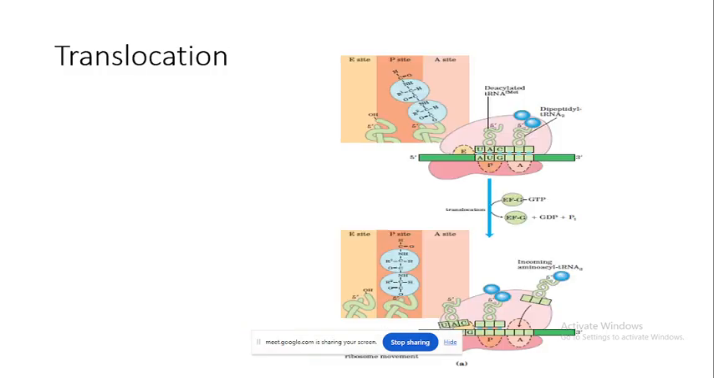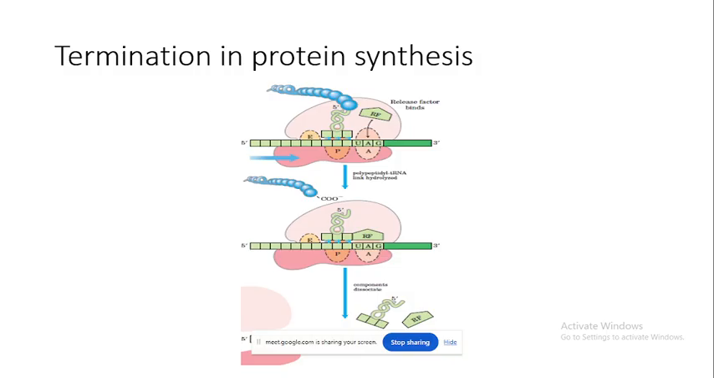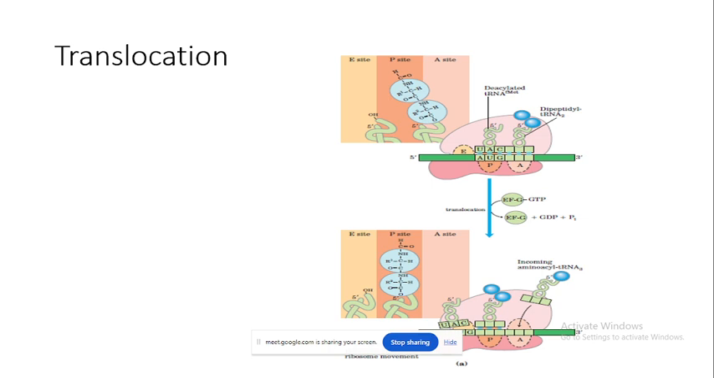Now we discuss the elongation step. So now for termination in protein synthesis, when this cycle starts, it keeps continuing: the new amino acid tRNA will come to the A site, right, and then translocation.